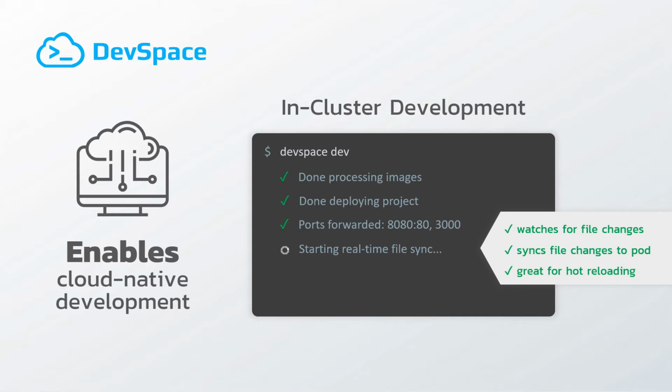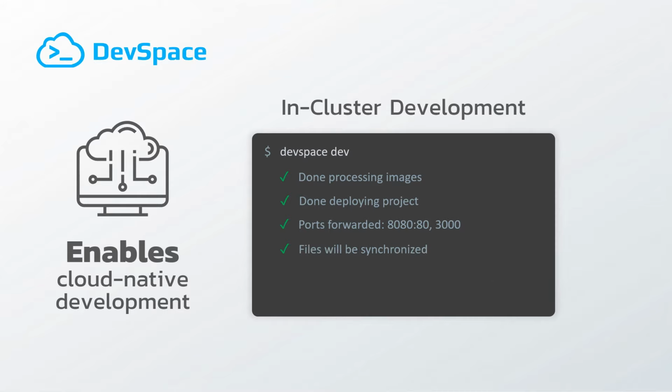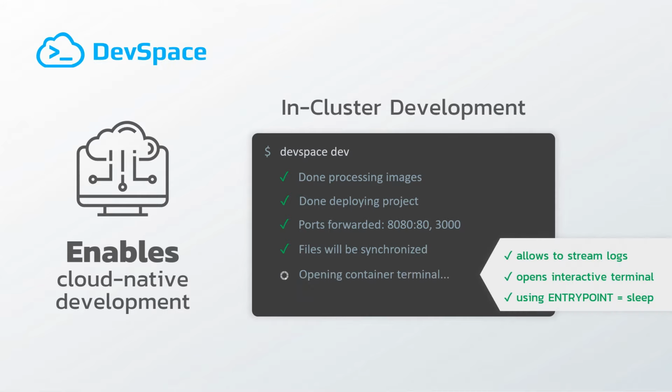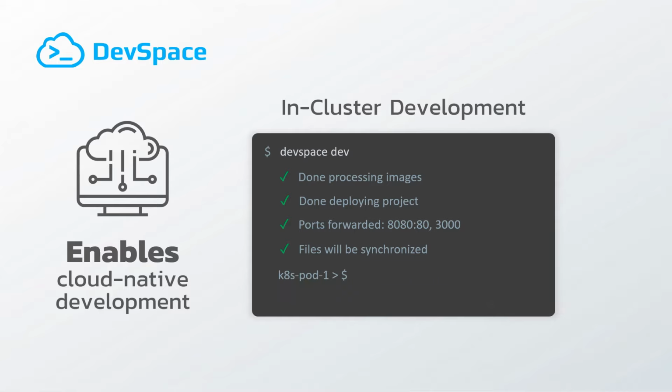The last step for starting the development mode is either to stream the container logs or to open an interactive terminal session which allows you to execute commands directly inside the containers running within the Kubernetes cluster. In this example, we configured DevSpace to override the entry point of our main Dockerfile with a sleep command, so that we can use the terminal proxy to start the application manually during development.